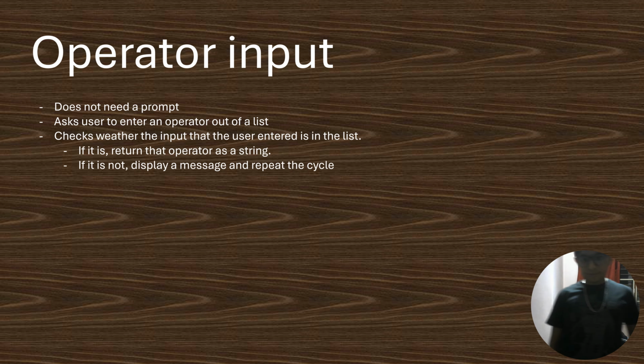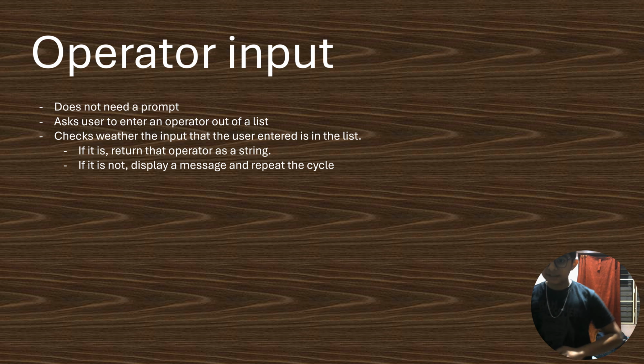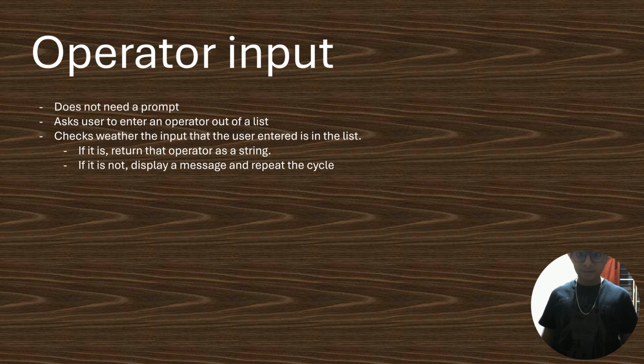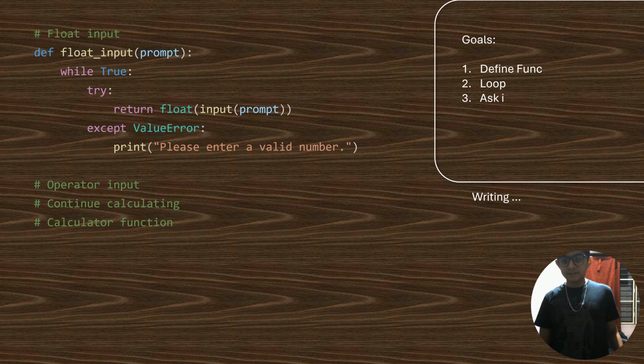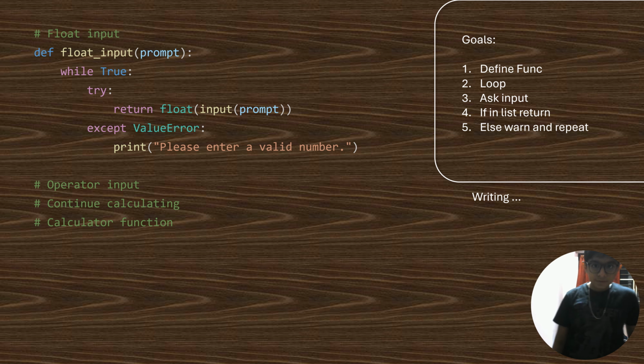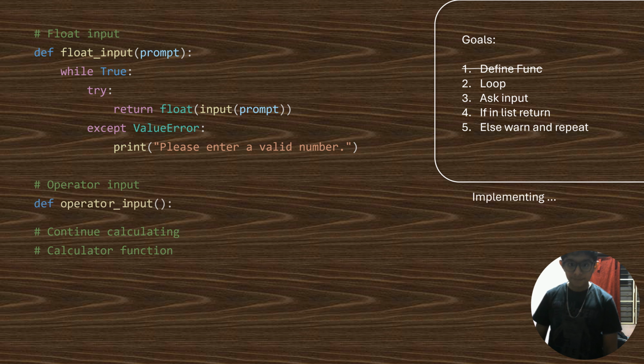Right, I'm gonna wait a few seconds. Alright, let's move on. Implementing it. So, going into the implementing screen, let's write out our goals. Let's implement these. Okay. So we have the operator function defined.